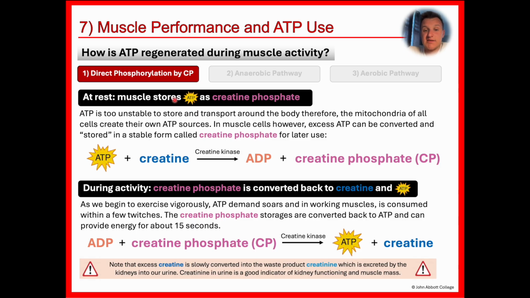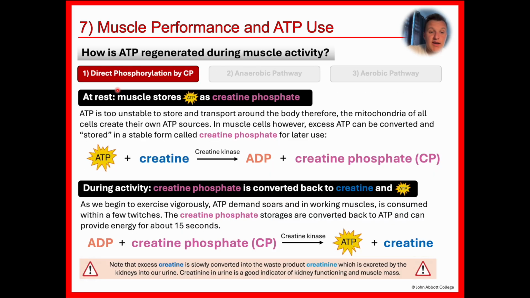When the muscle was resting, we didn't need the ATP, so we put it in this form. And when our muscle contracts, now we need it, we make ATP, and now we have creatine as a byproduct, right? And we can use the ATP now. Interestingly, this is just a little side note. Creatine is slowly converted into a waste product called creatinine, which is excreted by the kidneys into our urine. So creatinine in urine is a good indicator of kidney functioning or how much muscle mass we have. That's just a little side note because sometimes in blood tests we look at creatinine.